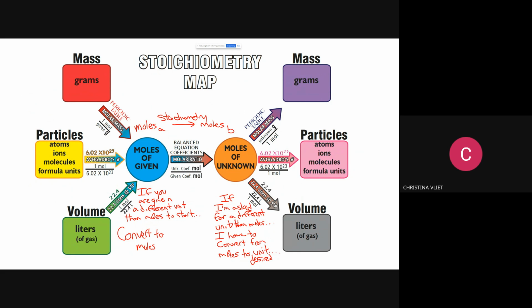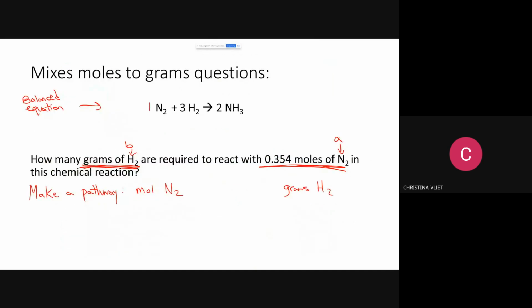Moles of A to moles of B. And then moles of B to mass using the molar mass. So our missing link, our second step, is to go to moles of H2. And that then can get us to grams of H2. So this is going to be 2 steps.